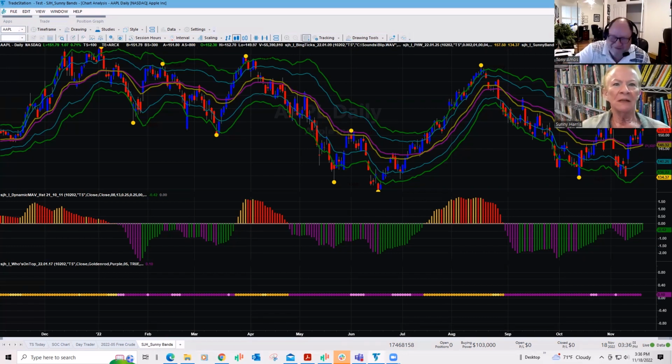Now, there's a little difference in what Larry does and what I do. He doesn't tell you exactly how he uses his indicators. I tell you exactly how I use mine and what settings I'm using and the whole thing. It's flat out wide open.